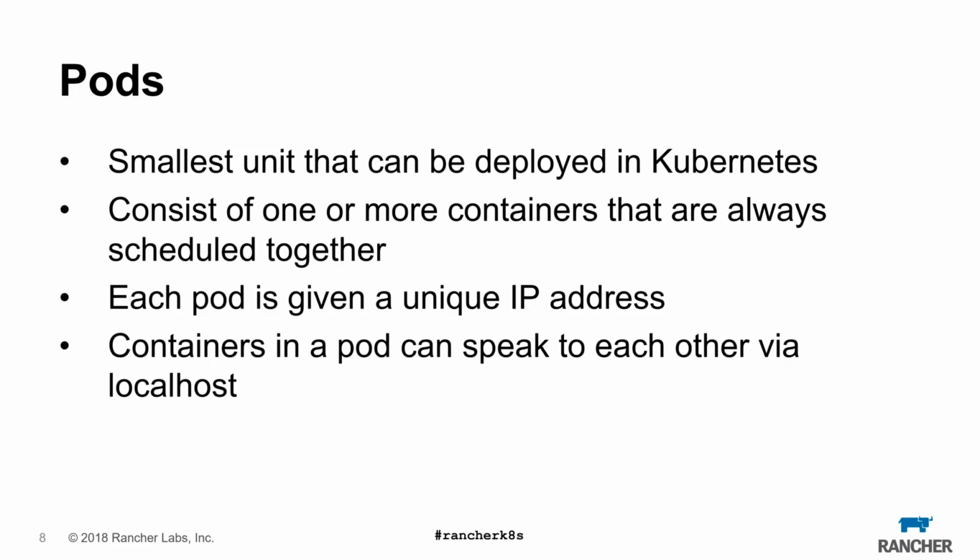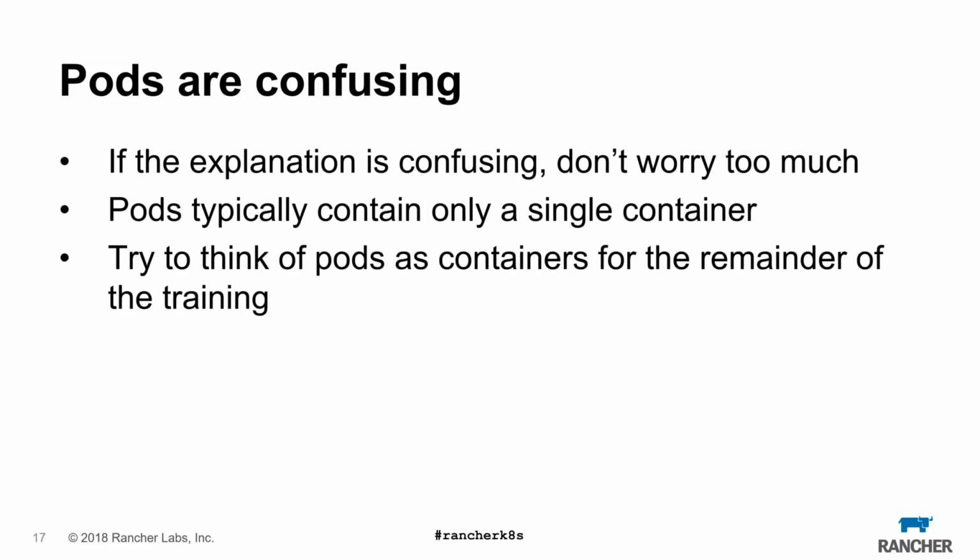Let's start with pods. Pods are the smallest unit that can be deployed in Kubernetes. They consist of 1 or more containers that are always scheduled together, and each pod has a unique IP address. Containers within a pod can speak to each other via localhost. So they're in the same network namespace, they share file system access, they're essentially under the same PID. This way they are as if they are on a single machine, and pods will never be scheduled across machines.